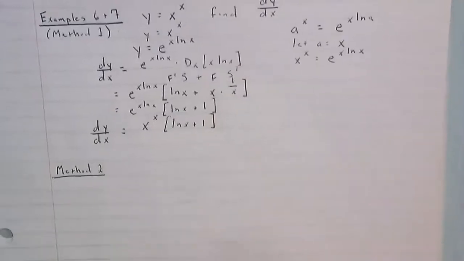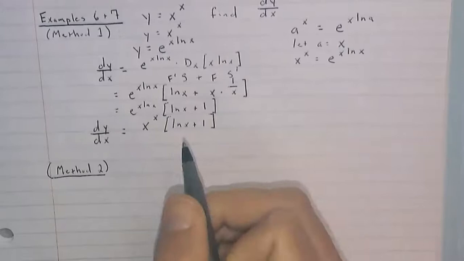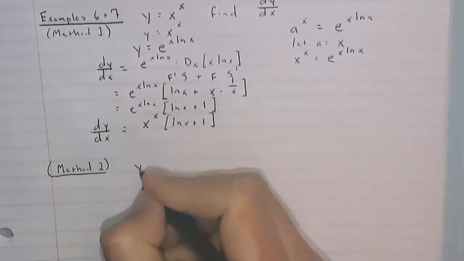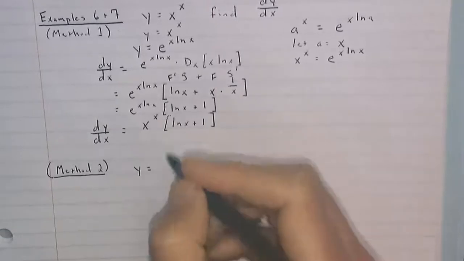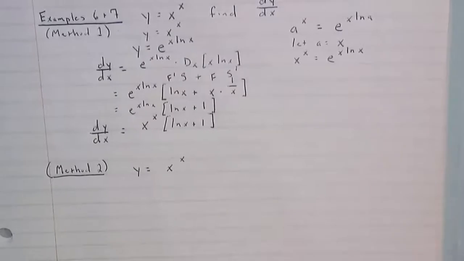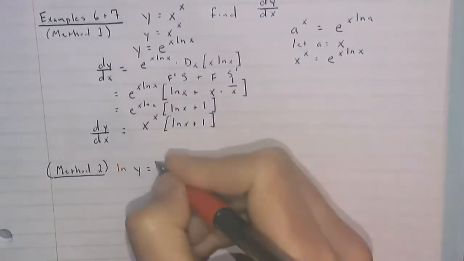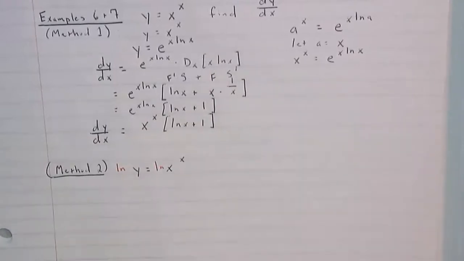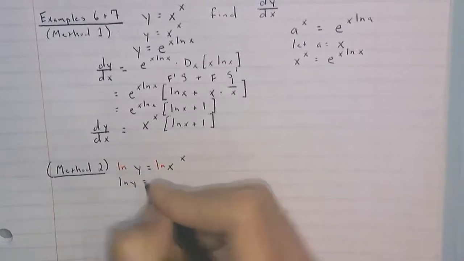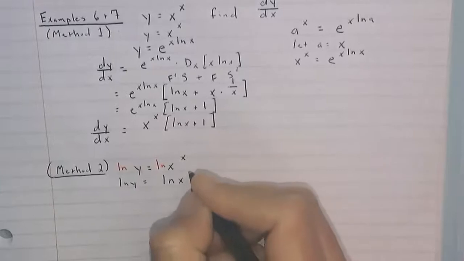Okay, method 2 is going to be to attack this implicitly. Okay. So writing this as y equals x to the x, but then hitting both things with a ln. Hitting both things with a ln. So the ln of y is now equal to the ln of x to the x.